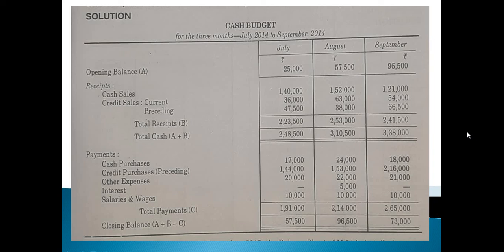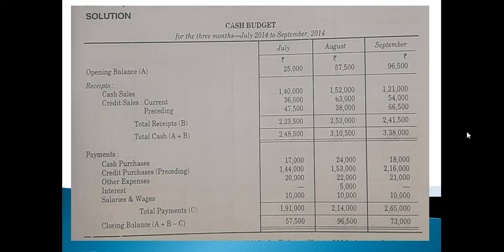And similarly for the month of August, you take the cash sales, that is 1,52,000. Then the credit sales from the working note, then the total cash will be 3,10,500. Then the total payment, which we can see from the working note: the actual cash purchase which has been paid in the month itself is 24,000. Then the credit purchase, which is being paid in the preceding month, is 1,53,000. Then the other expenses is 22,000. Then interest is 5,000 in this month. Then salaries and wages is 10,000. So the total payment is 2,14,000. Then the difference between the total cash and the total payment is 96,500. And the closing balance of August will be the opening balance of September, that's 96,500.